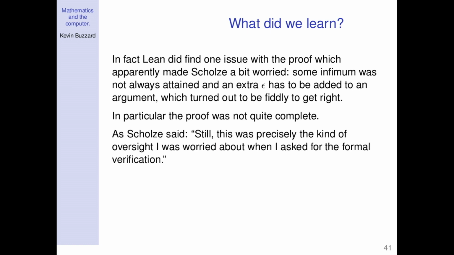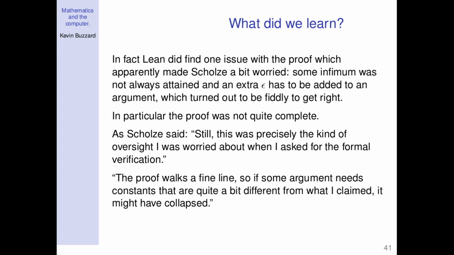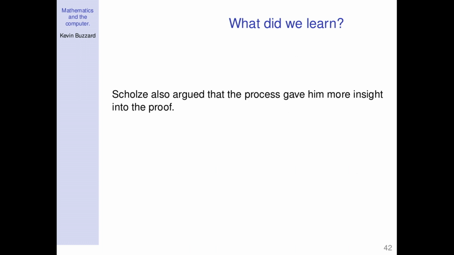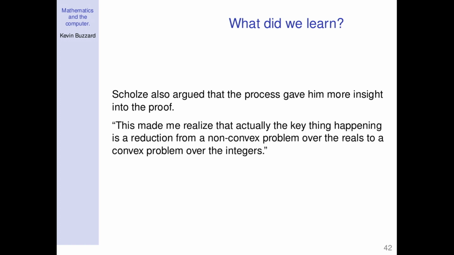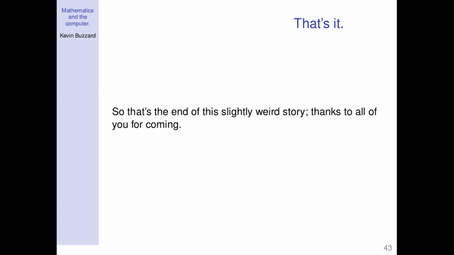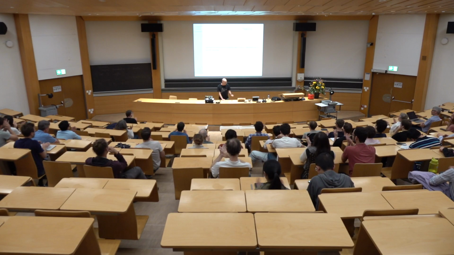And as he said afterwards, this is exactly the sort of thing he was worried about. So yeah, the proof walks a fine line, as he said. And he also argued that the process gave him more insight into the proof, which I thought was a very interesting thing to say. The key thing was a reduction from a non-convex problem over the reals to a convex problem over the integers. And there's a corresponding MathOverflow post about this. So there's some weird things, and that's the end of this slightly weird story. Thank you very much.